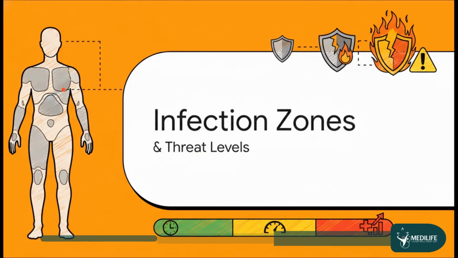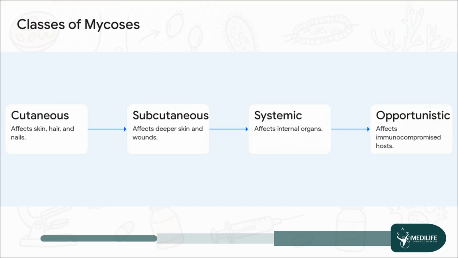Okay, so you know what it looks like. Now where is it attacking? The location of a fungal infection is everything. It tells you the threat level, the urgency, and how you're going to build your care plan. We can pretty much break all fungal infections, or mycoses, into 4 levels of severity. Think of it like a ladder of danger.